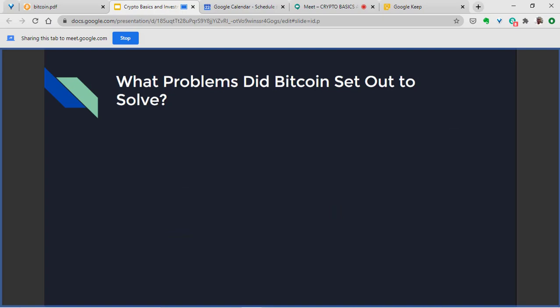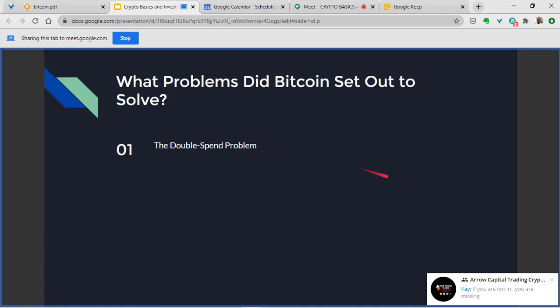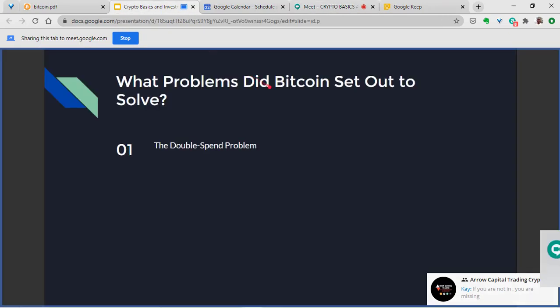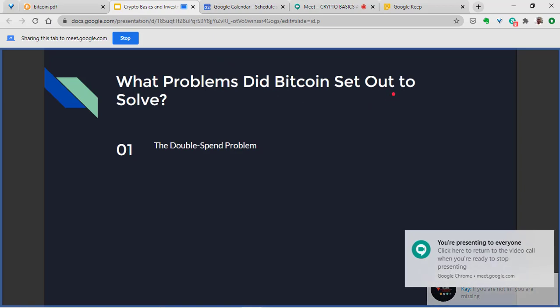So what problems did Bitcoin set out to solve? Did the guy just make this thing to make money, or what was he trying to solve? The first problem was the double spend problem. This was a very critical problem for Bitcoin.